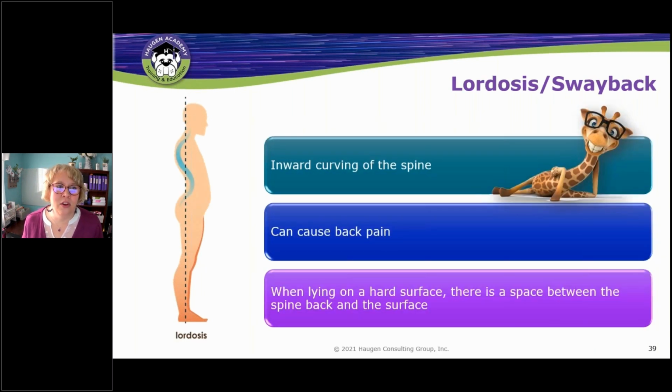And then lordosis, or sway back. I think a lot of these images make more sense if you look at them side by side. This is an inward curving of the spine, which can cause back pain and makes it look like your buttocks are sticking out more. This is something I think about when I've been sitting for a while at my desk and I feel like I arch my back a little bit too much, which is 100% of the reason why I have a sit-stand desk right now.